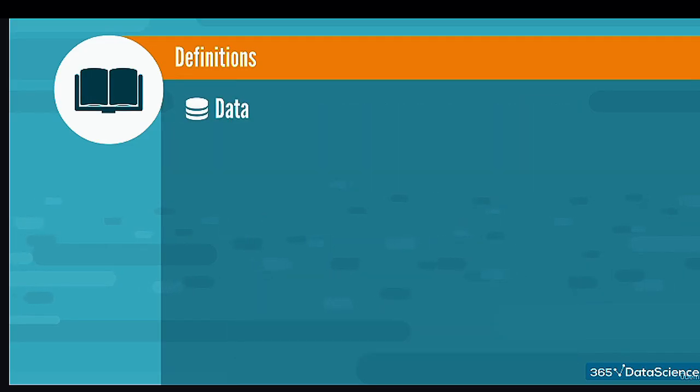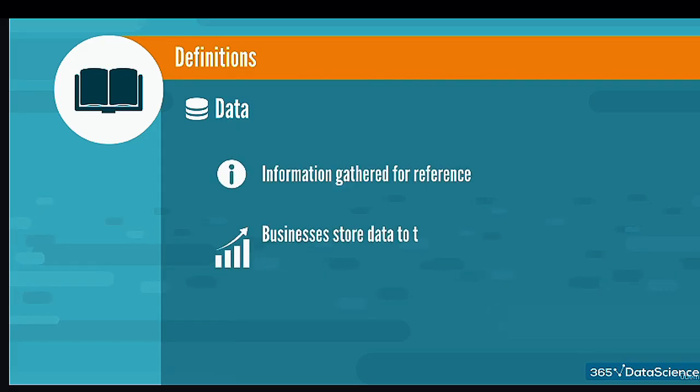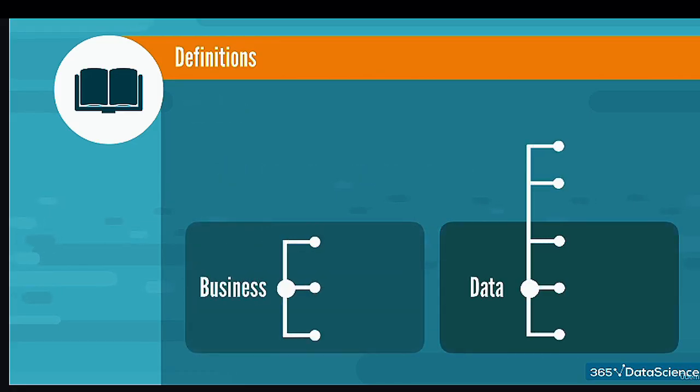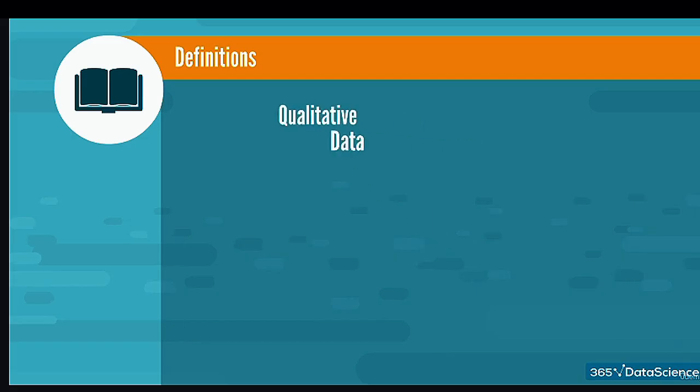The term data, on the other hand, means quite simply information gathered for reference. So businesses store as much data as possible to track their activities over time and make inferences that can help them perform better at the moment or in the future. Now that we clarified the meaning of the two terms, business and data, we can go a step further. We can distinguish between two types of data, qualitative and quantitative.